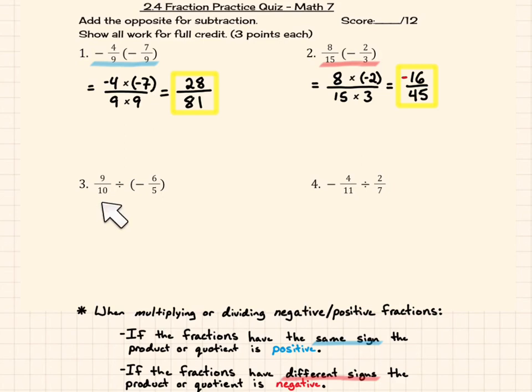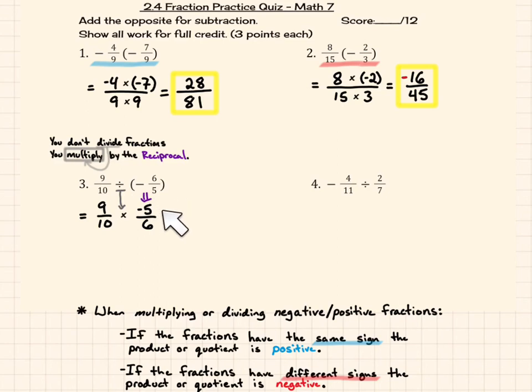For number 3, instead of dividing fractions, we say that you don't divide fractions, you multiply by the reciprocal. So we're going to keep the first fraction, change our division to multiplication, and flip that second fraction. So instead of negative 6/5, it becomes negative 5/6. Now we can multiply straight across. You get negative 45 over 60, and then you can reduce that by dividing both the top and the bottom by 5, and then divide both the top and the bottom by 3 to get negative 3/4.